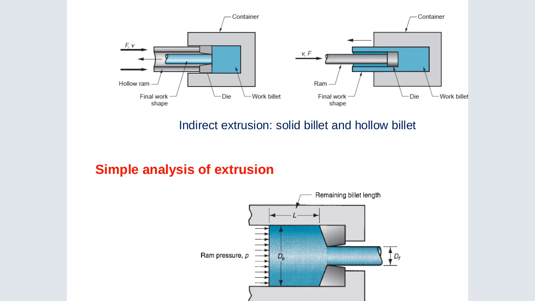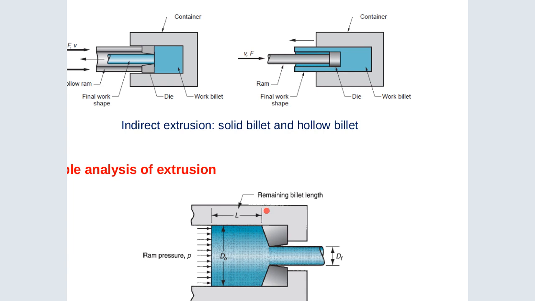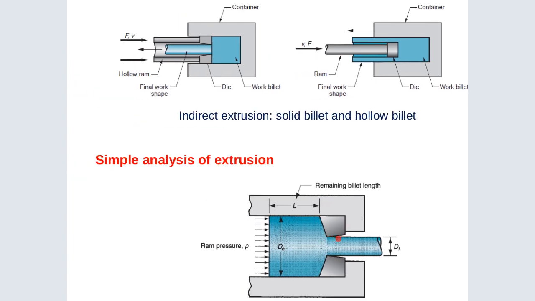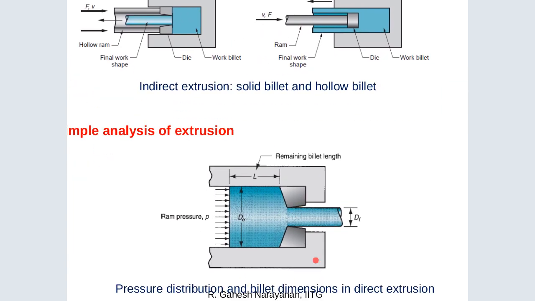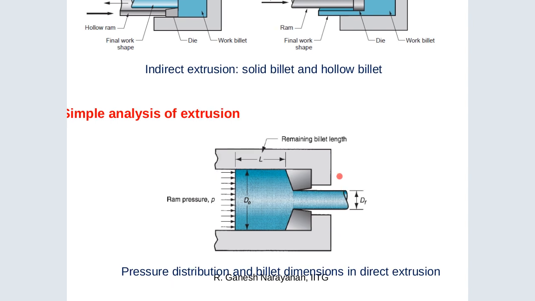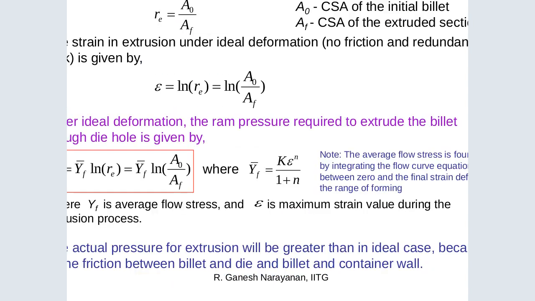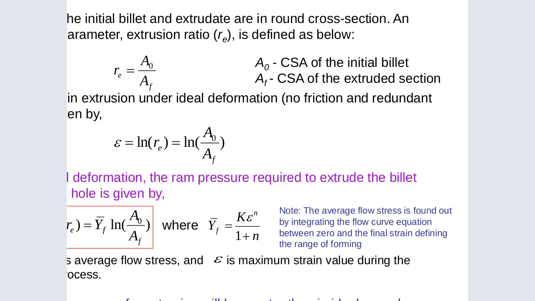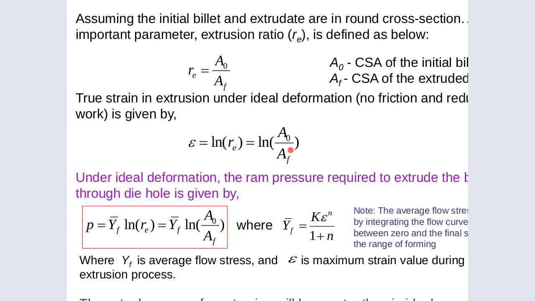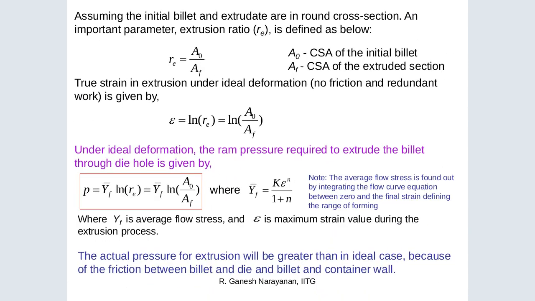Now, in direct extrusion, for solid billet and hollow billet, you can see there a simple analysis of the extrusion, the pressure distribution and billet dimensions in direct extrusion. Assuming the initial billet and the extruded product have round cross-sections, the important parameters of extrusion are defined as below.